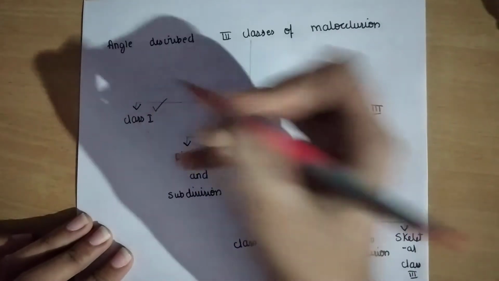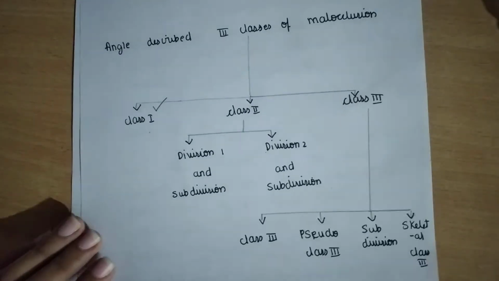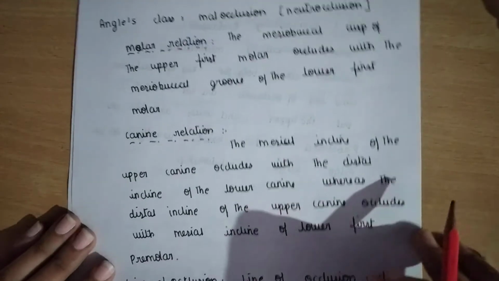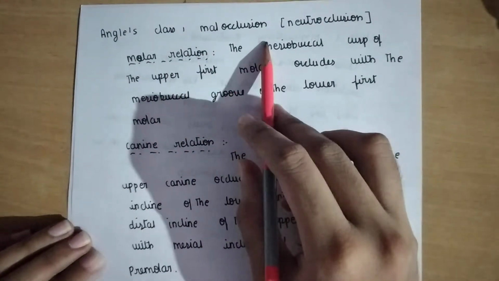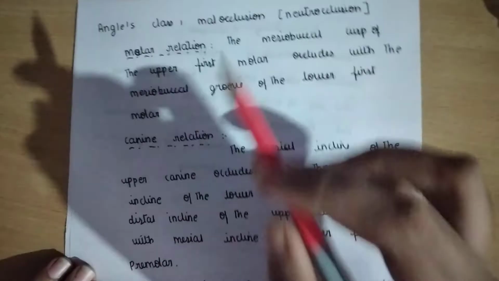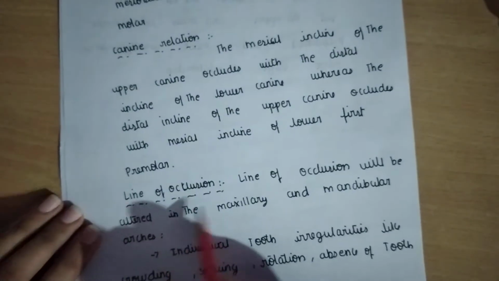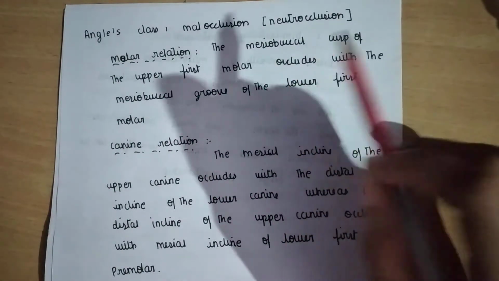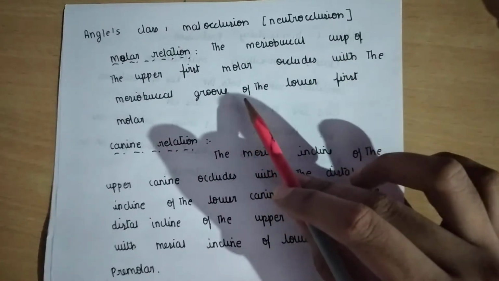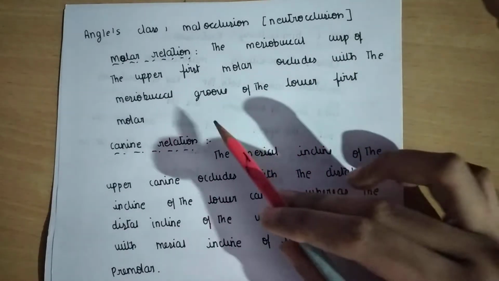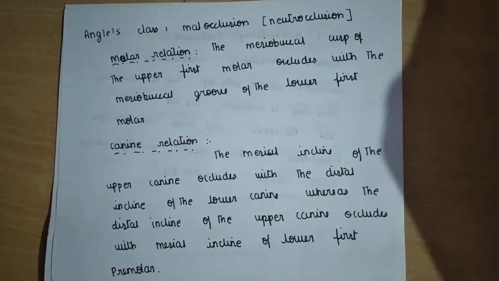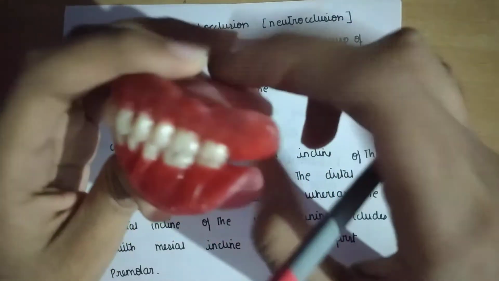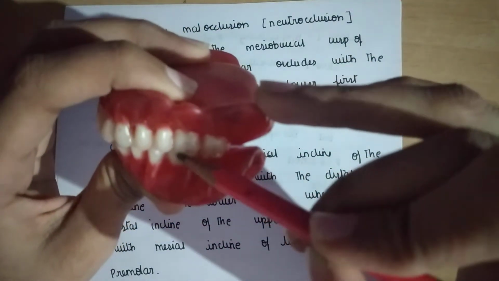So how will class 1 be? In Angle's class 1 malocclusion, how is the molar relationship, the canine relationship, and the line of occlusion? The molar occlusion will be normal. That is, the mesiobuccal cusp of the upper first molar occludes with the mesiobuccal groove of the lower first molar, which we discussed in the key of occlusion. This is how it will be.